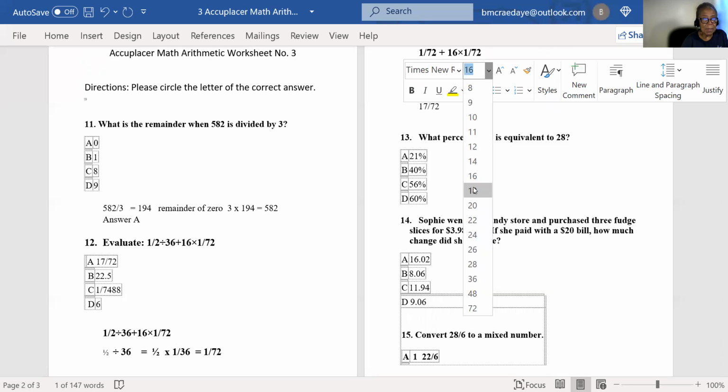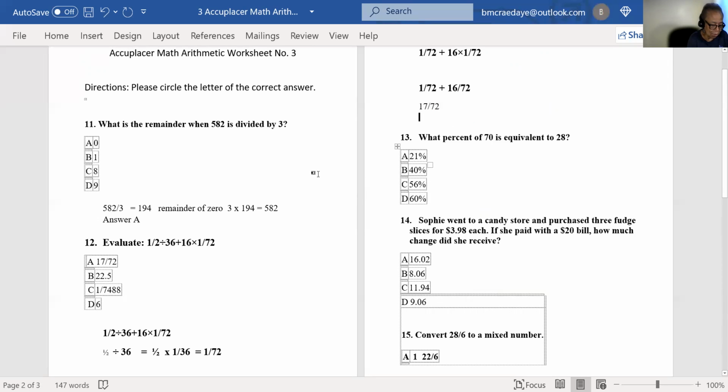Make that a little bigger. And which one is 17/72? That's answer A, right? Answer A.